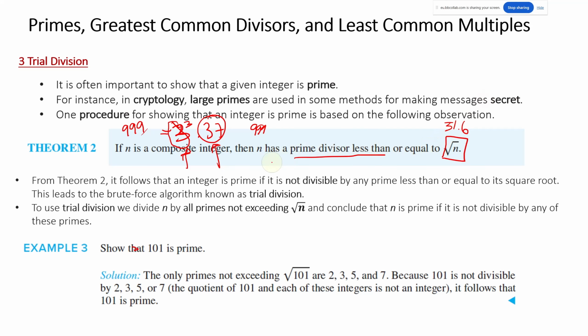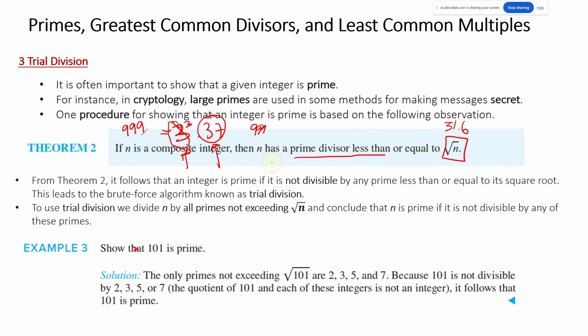So this theorem does not say that every single one of these primes is going to be smaller or equal to the square root of this number. This is not what we're saying. We're saying that there is at least one. We know that if it's composite, at least we will have one that is smaller than or equal to this number. So that's what we're saying.